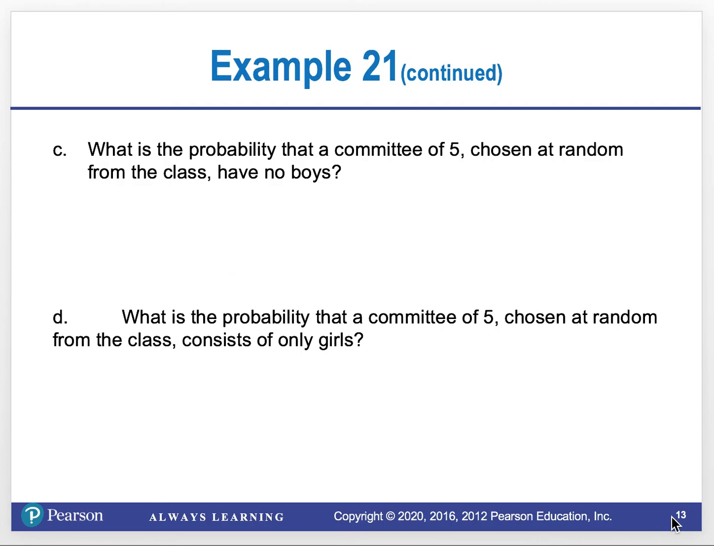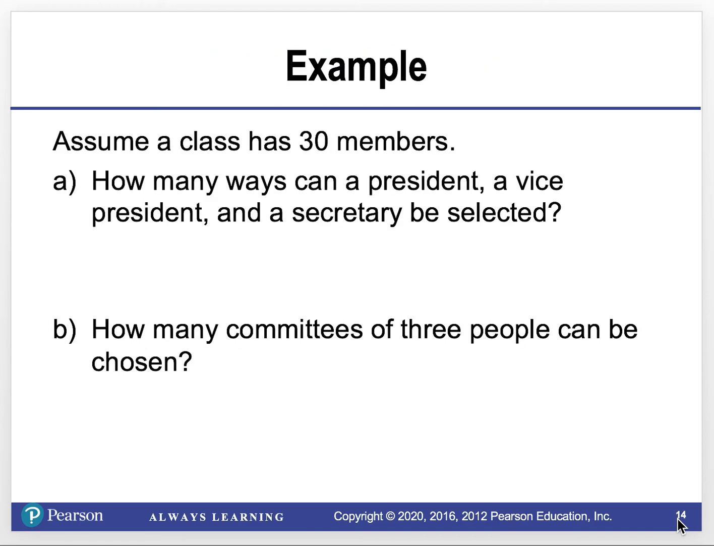Okay, just different ways it could be worded, but same process. Assume a class has 30 members. How many ways can a president, a vice president, and a secretary be selected?